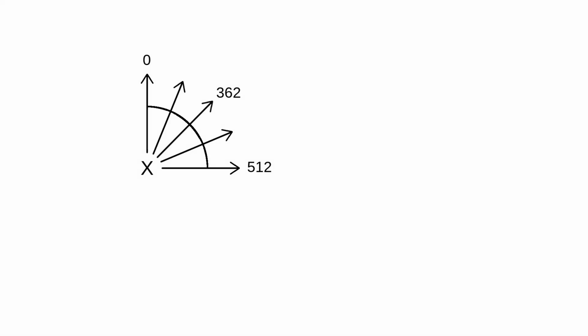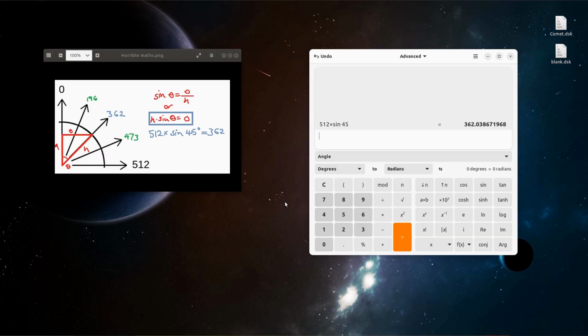The 128 and 384 in my diagram are for 22.5 and 67.5 degrees respectively, and I can work those out as well. So again, I just go 512 times sin 22.5 to get 195.9, which we can round up to 196.